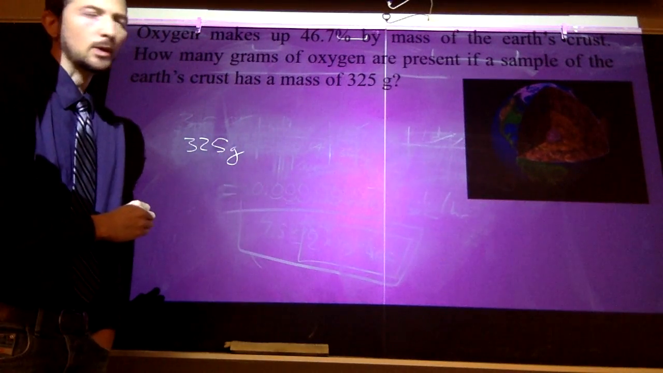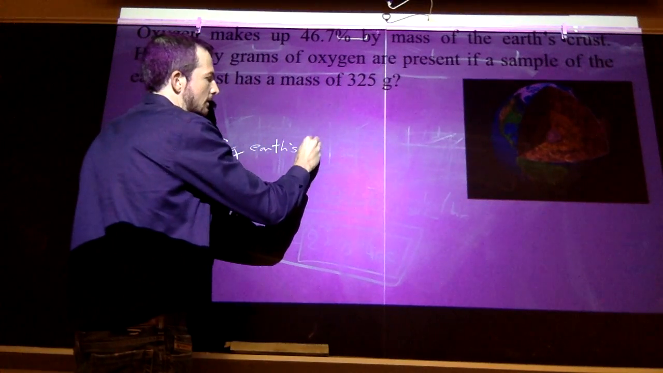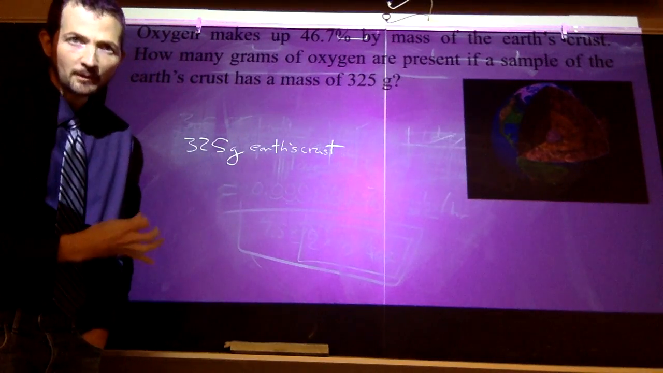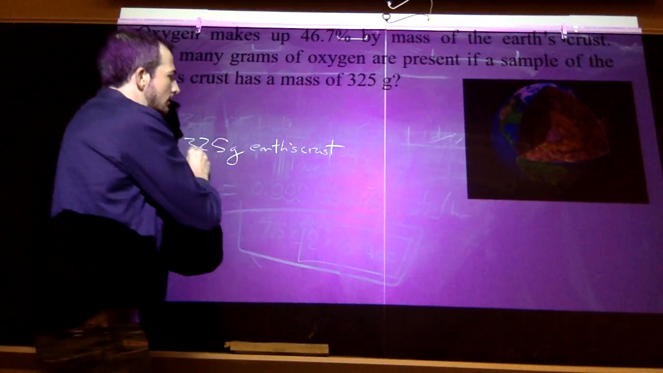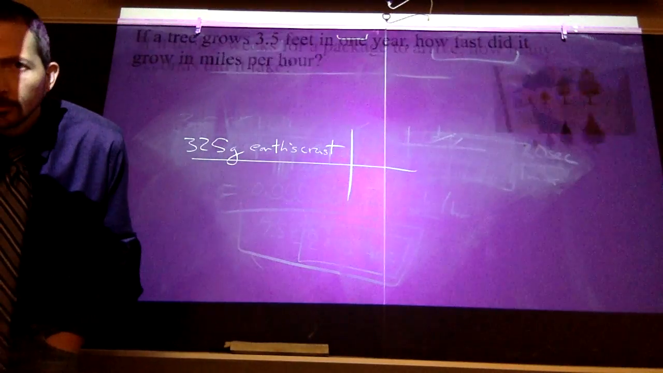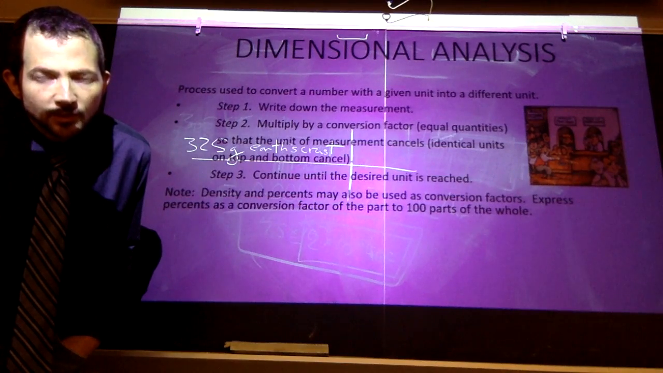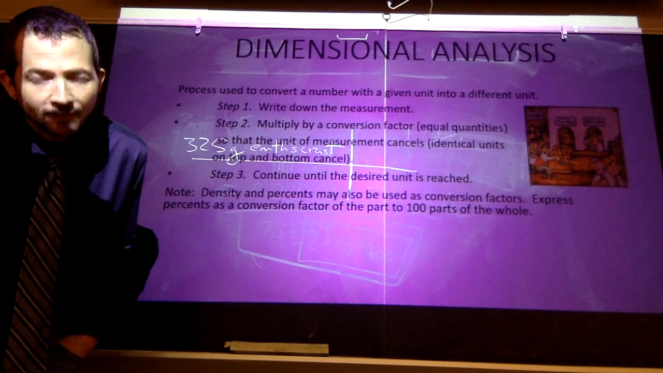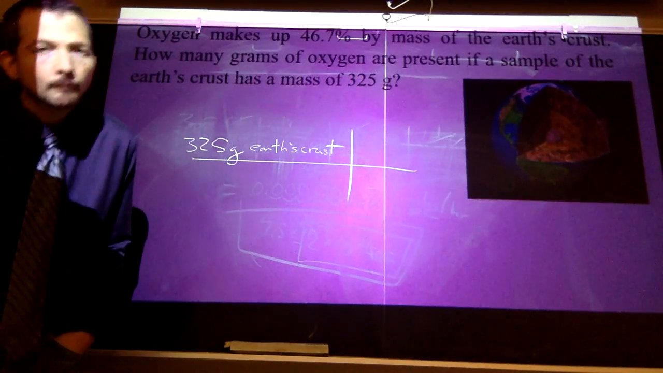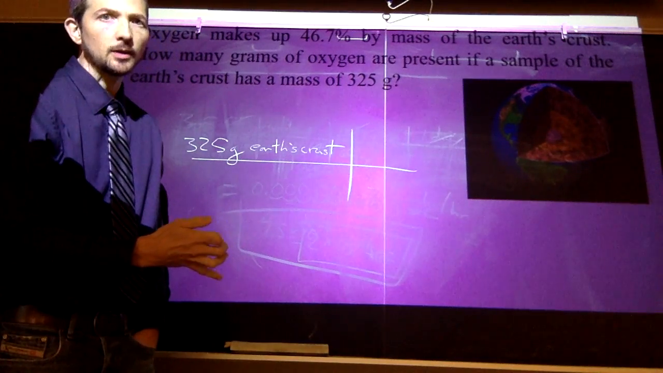So I have 325 grams. I'm going to go ahead and write this out, of the Earth's crust. I want to know how much oxygen I have. So if we go back to that initial slide, it says density and percents may also be used as a conversion factor. Express percents as a conversion factor as part of the 100 parts of the whole. So what that means is I know percent is a fraction of 100.